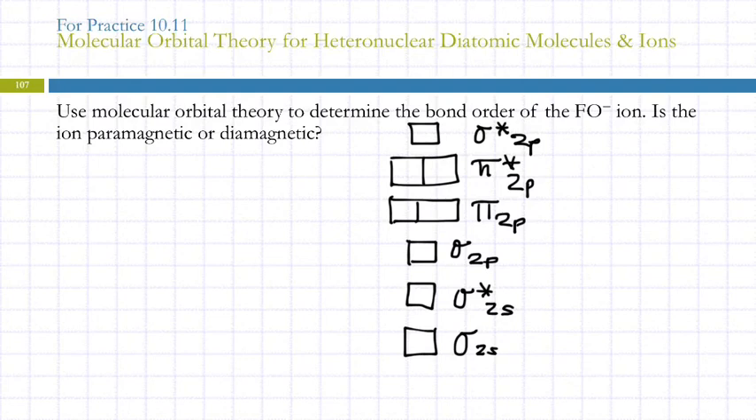How many electrons are we going to be putting in here? How many does a fluorine atom have? Valence. So 7 valence electrons from the fluorine. How many valence electrons does oxygen have? 6. And then the negative charge, do we add or subtract? We need to add an electron. So we're going to have 14 electrons. Okay? So we just fill from the bottom to the top. 1, 2, 3, 4, 5, 6, 7, 8, 9, 10, 11, 12, 13, 14.